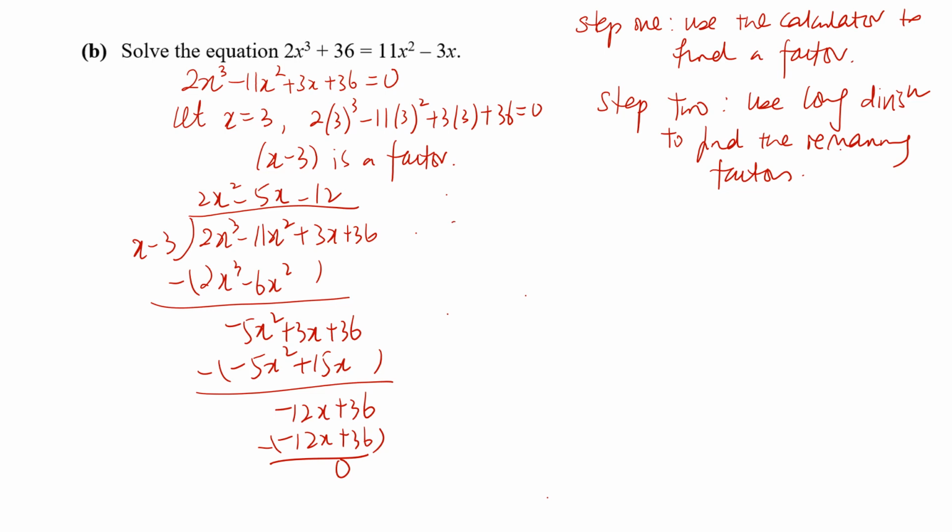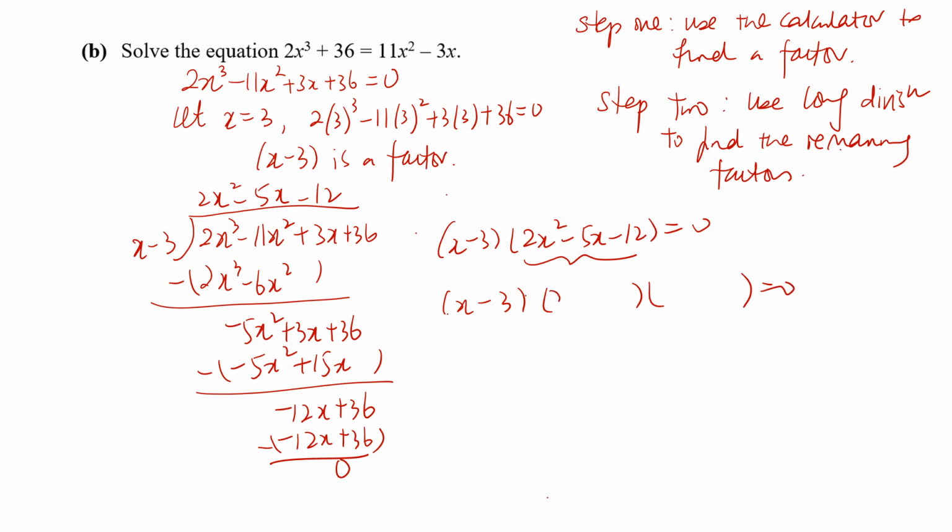Alright, so what we have will be x minus 3 multiplied with 2x squared minus 5x minus 12 equals 0. This one you can factorize further to be 2x... What was that? 6 and 2 can? 6, no, 4 and 3. 4 and 3. In terms of that, I already missed my calculator. Okay, so this will be plus.